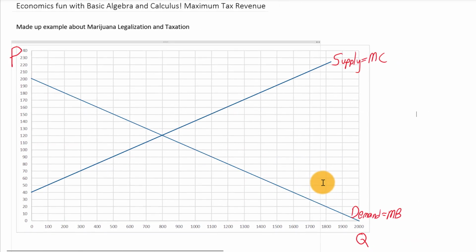What this fake little example is pretending to be about is marijuana legalization. Now, in the United States, there are many states that have begun legalizing marijuana, but since it's a drug, it's going to be regulated and it's also going to be probably taxed. And this is kind of similar to how we treat alcohol in the United States, but every different state treats it a little bit differently.